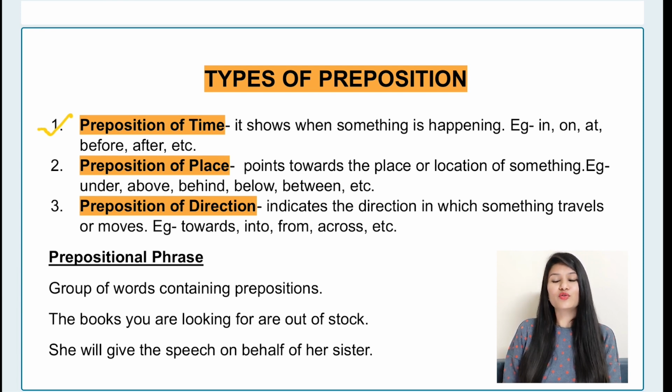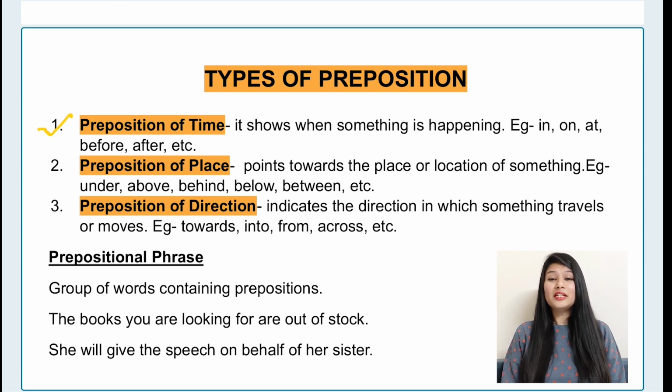So whenever you want to identify a preposition of time, you always ask the question when. And whichever word in the sentence is answering your question about when something is happening, that word exactly is your preposition. Let's see how to identify them in a sentence.